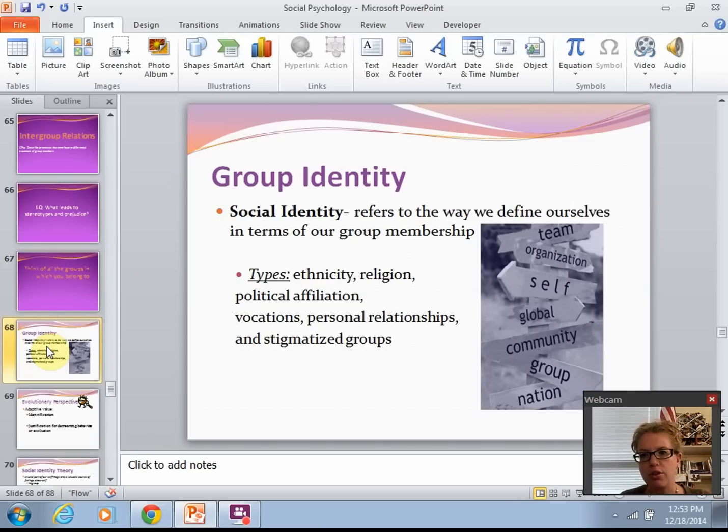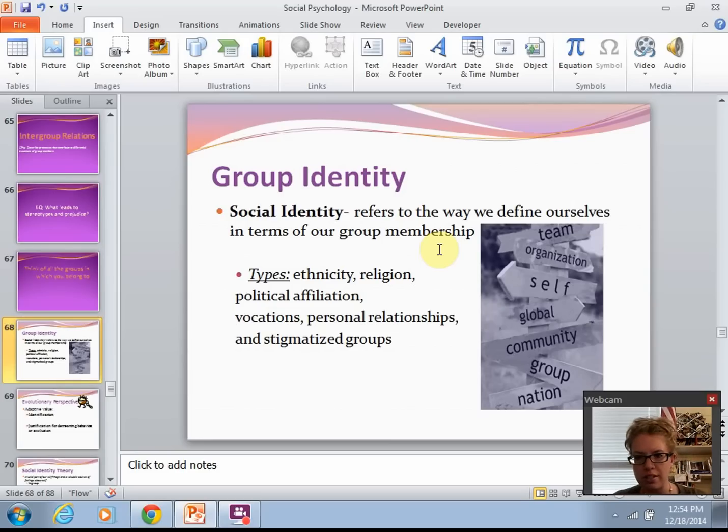All right, as you thought about this, social psychologists would consider these groups as part of our social identity. Our social identity refers to the way we define ourselves in terms of our group membership, which is different than our personal identity, because that would be more individual characteristics, like our personalities and those types of things that make us different from other people. This is what actually ties us to other people.